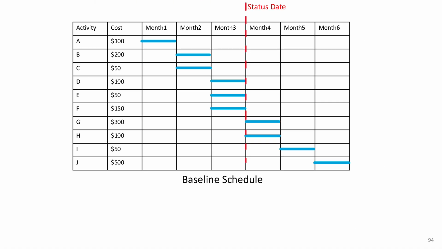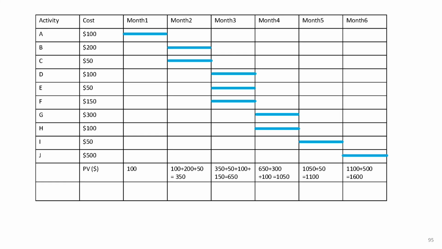All right, here's the baseline schedule. We've got project activities labeled from A to J, each with its own budgeted cost. The total project duration is 6 months, and every activity is planned to be completed within a specific time frame according to this baseline schedule. Our goal is to calculate the cumulative planned value, PV, at the end of each month, and then use this to construct the PV curve.